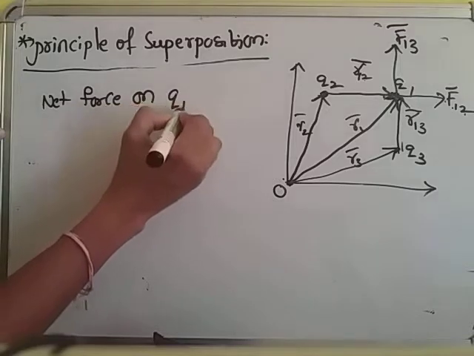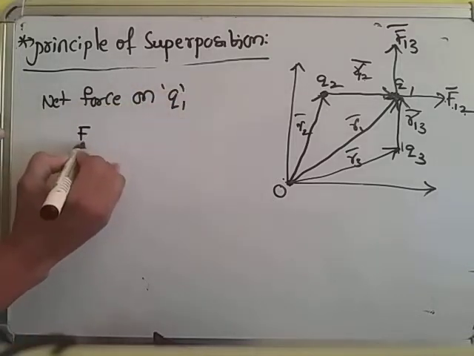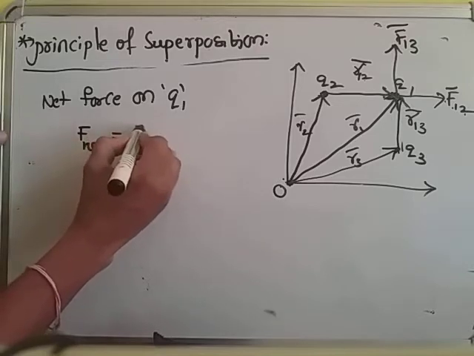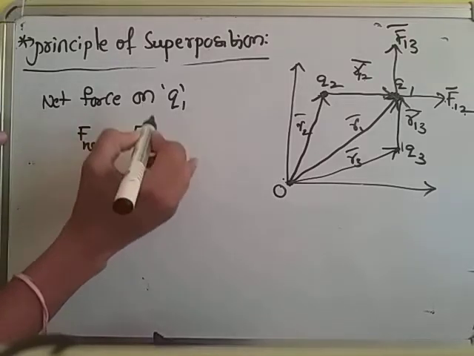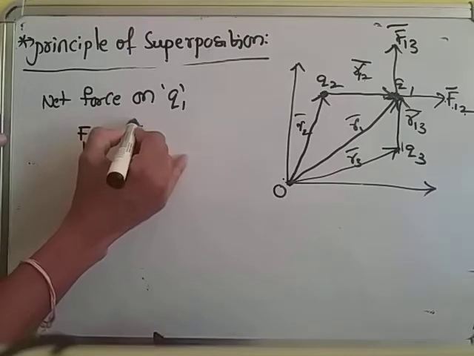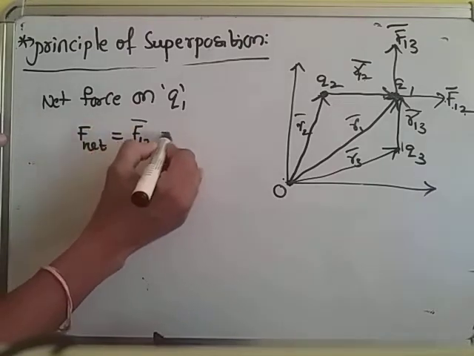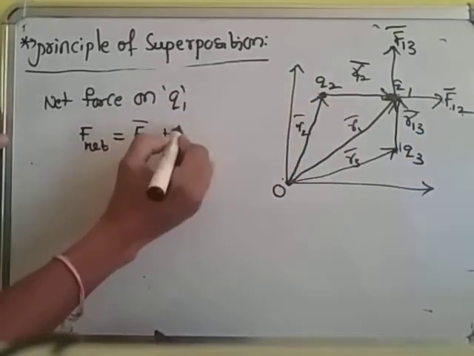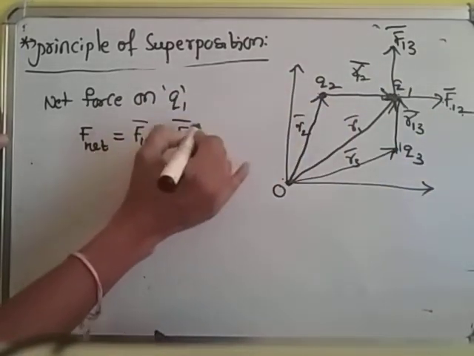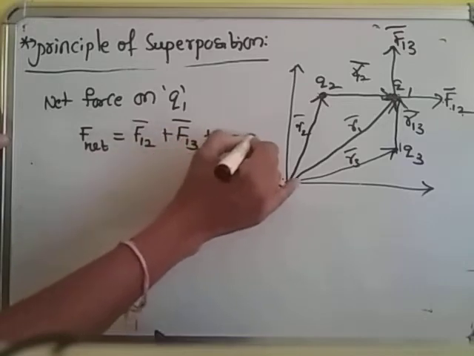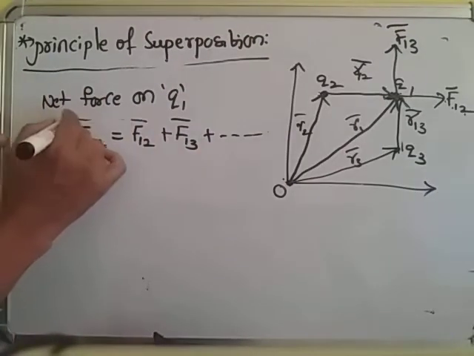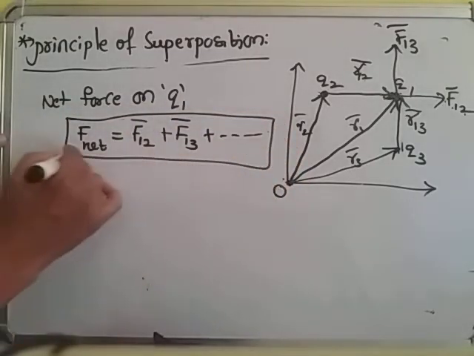According to the principle of superposition, the net force, the total force, is equal to the vector sum of individual forces. Q2 is applying a force on Q1, and Q3 is also applying a force on Q1. If there are many charges, we can write the same way: the net force is the vector sum of individual forces.